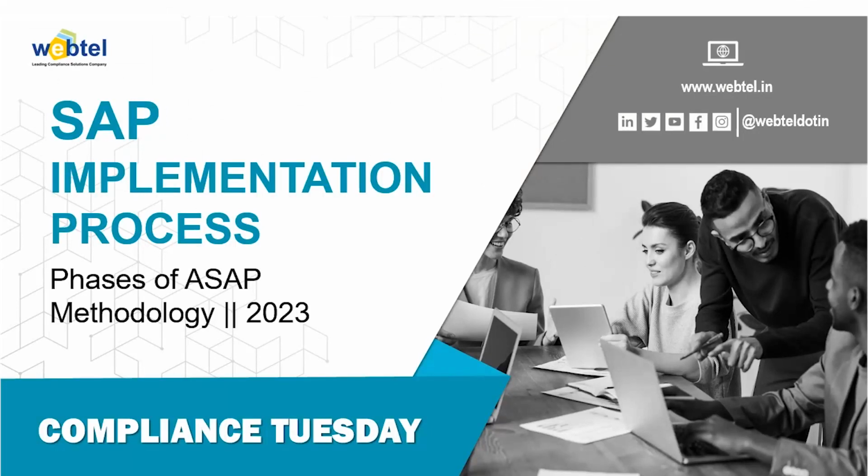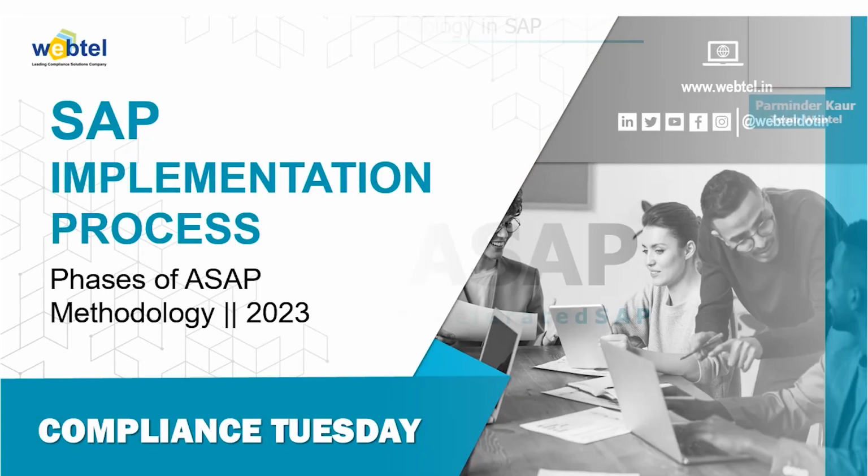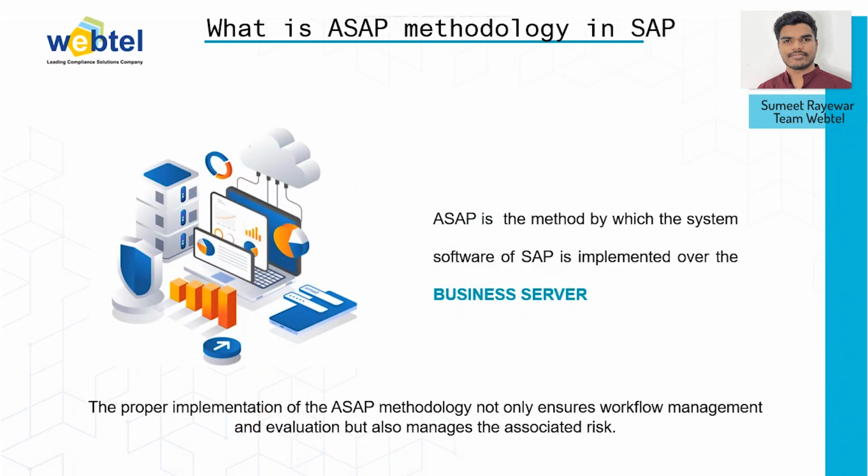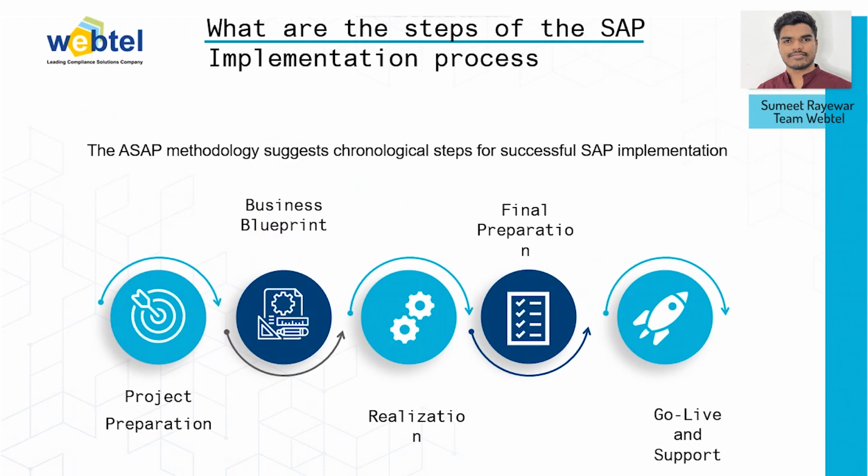Let's start with the explanation of the SAP implementation process and phases of SAP methodology. SAP denotes Accelerated SAP. What is SAP methodology? It is the method by which the system software of SAP is implemented over the business server. The proper implementation of SAP methodology not only ensures workflow management and evaluation but also manages the associated risk with it. These are the 5 phases of SAP methodology. First one is project preparation, then business blueprint, realization, final preparation, and go live and support.